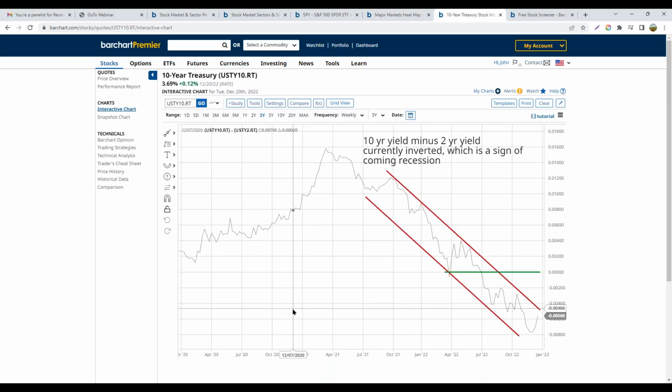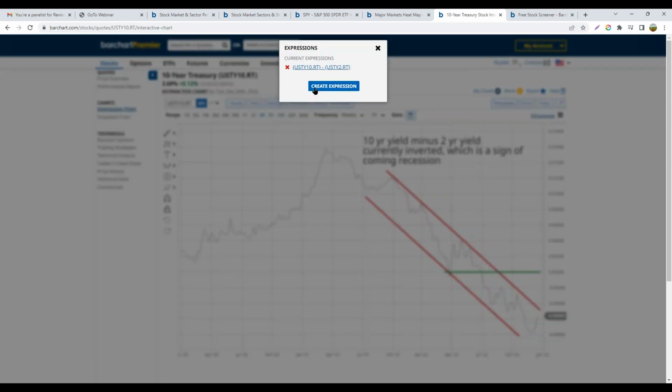So here's a chart of our 10-year Treasury note yield, and there's the symbol up here. But what I did was I created an expression. I did the 10-year note versus the 2-year note yield. And if you don't know how to do that, we have an FX expression button up here, and you can click on that. And there's the formula for this particular chart.